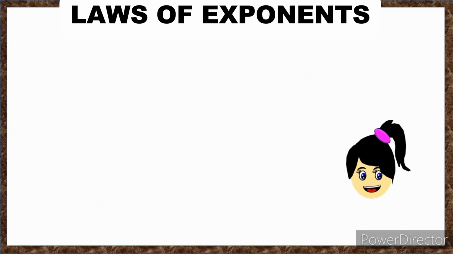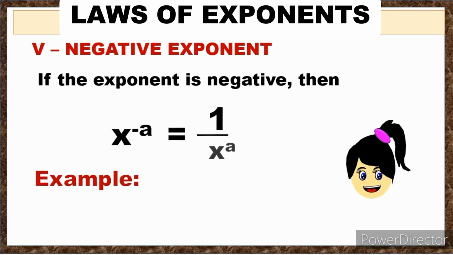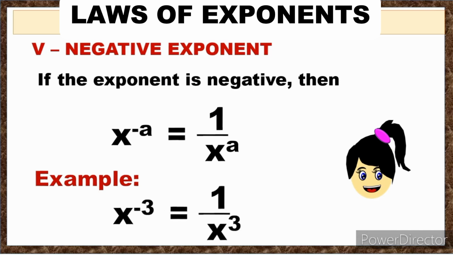Okay, next, let's have another law, which is the negative exponent. So, if the exponent is negative, then x raised to negative a becomes 1 over x raised to a. Okay, again, pag negative ang exponent, magkakaroon tayo ng 1 over o fraction, at magiging positive yung exponent. Okay, so we have an example, x raised to negative 3, then it becomes 1 over x cubed.